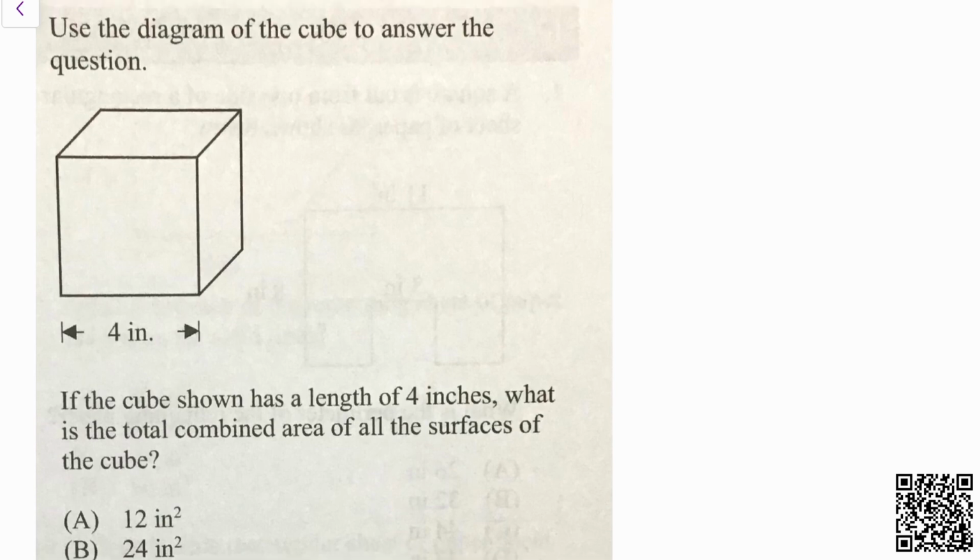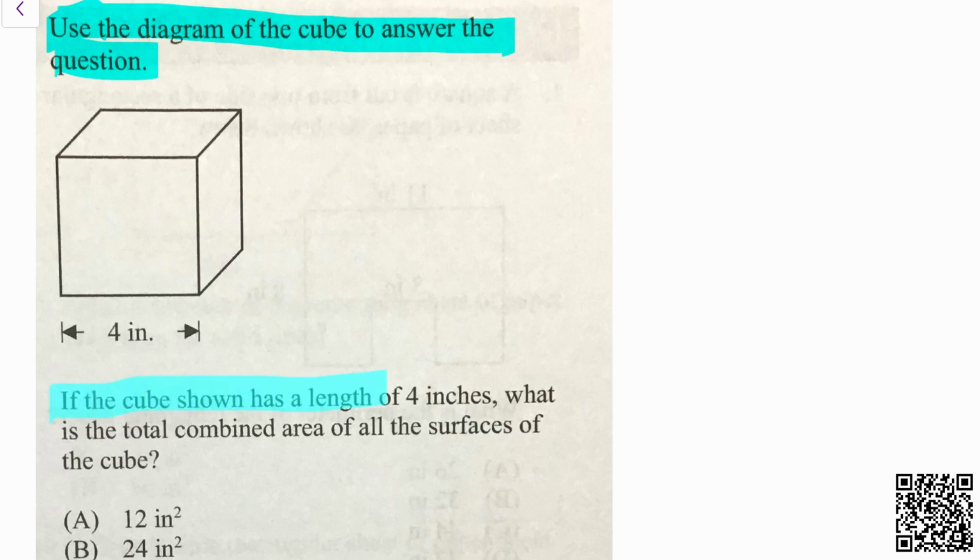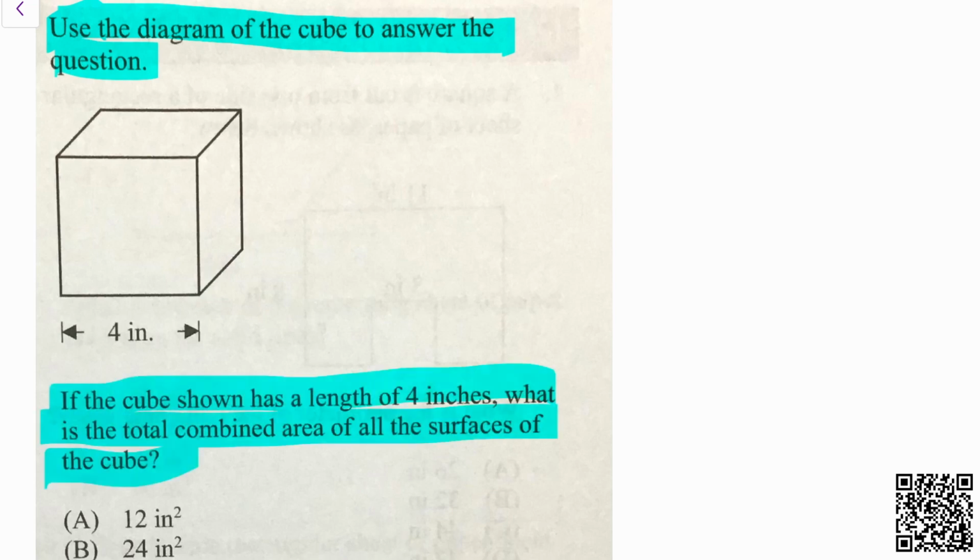Alright, next question. Use the diagram of the cube to answer the question. If the cube shown has a length of 4 inches, what is the total combined area of all the surfaces of the cube? This one is the same, except this time the numbers are a bit bigger. So the area of 1 square on this is 4 times 4, which is 16. So it's just 16 multiplied by 6.